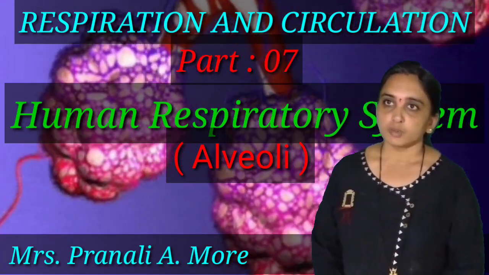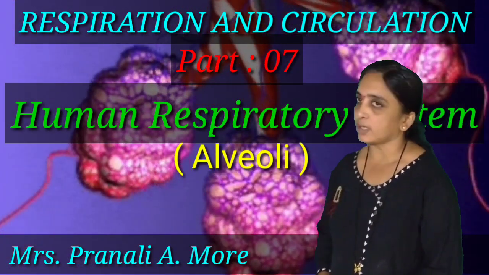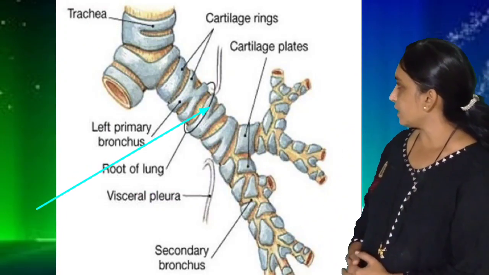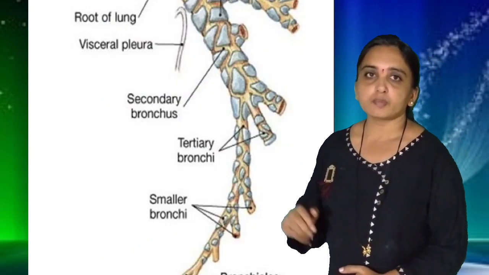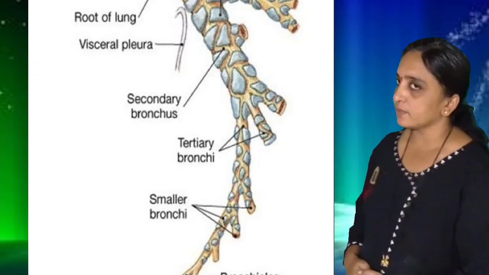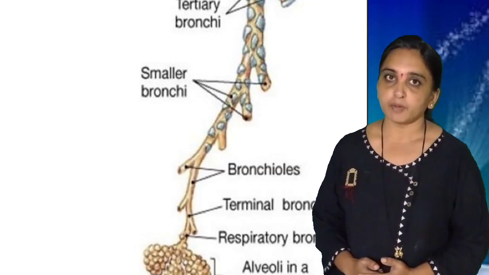Hello everyone. Today we are starting a new topic that is alveoli. We know very well that trachea divides into primary bronchus, secondary bronchi and tertiary bronchi. This tertiary bronchi further divides into narrow tubes called bronchioles.